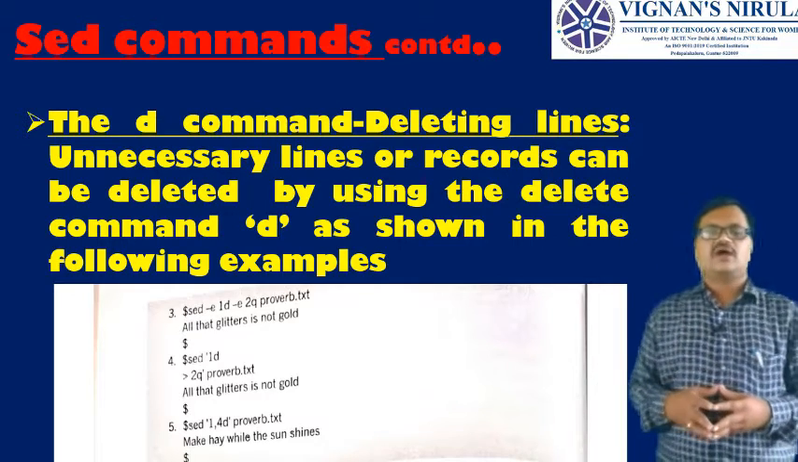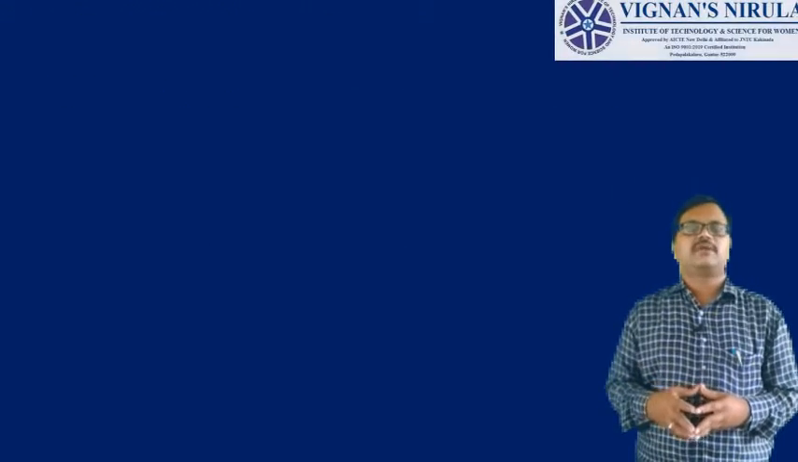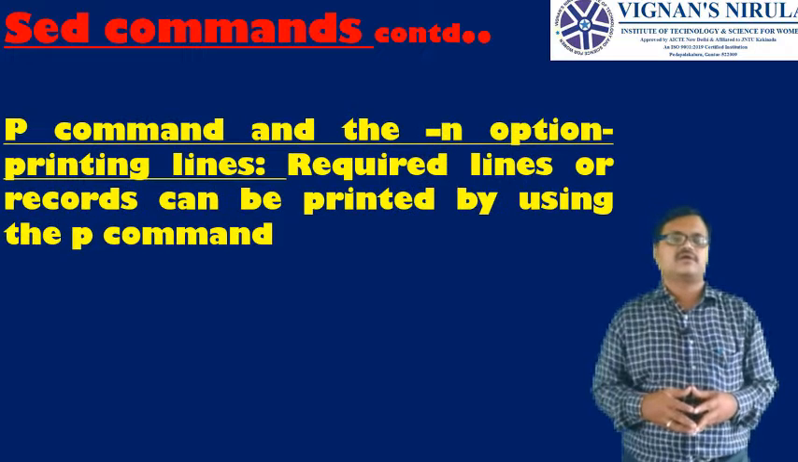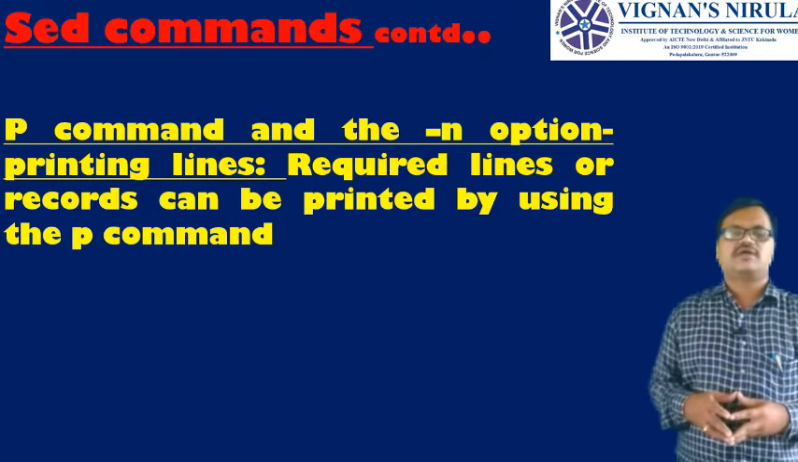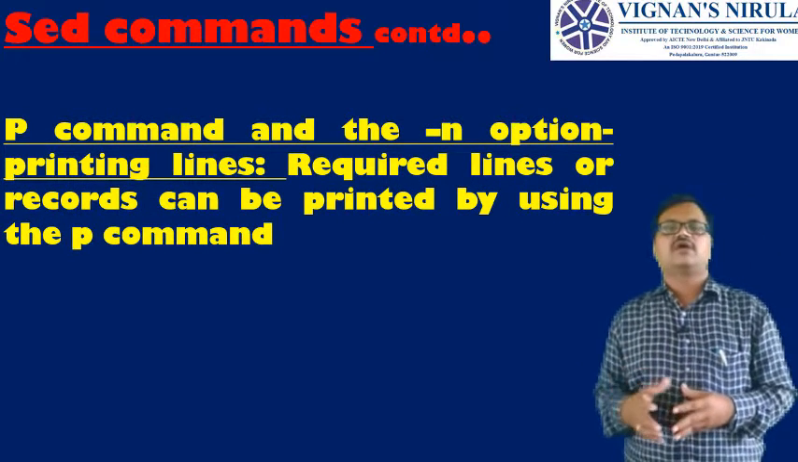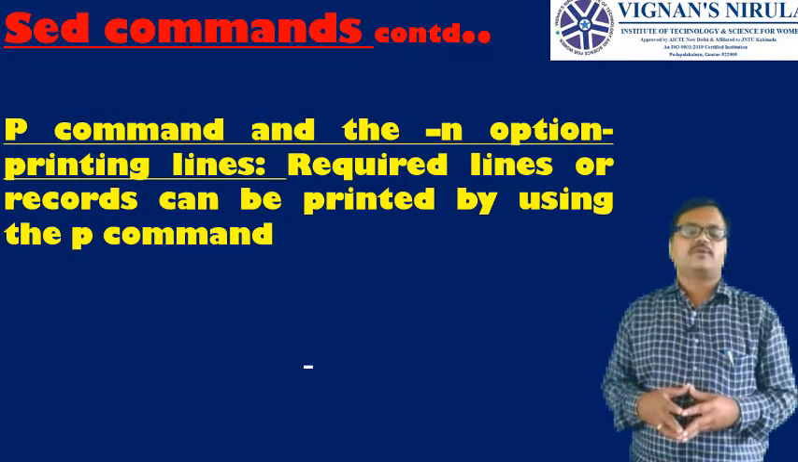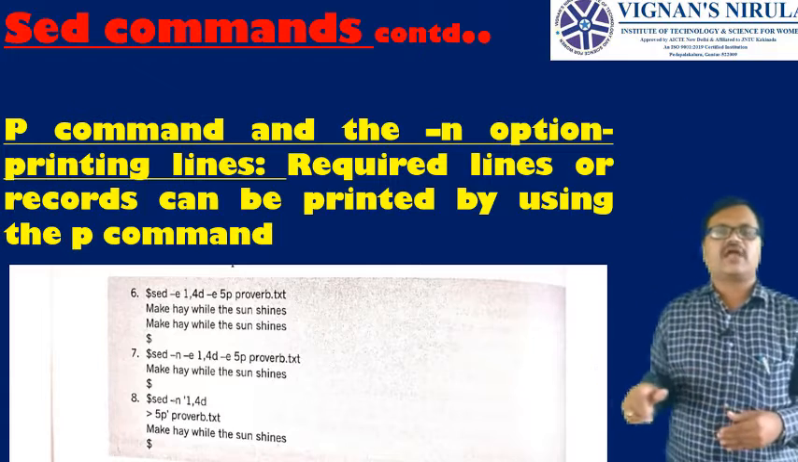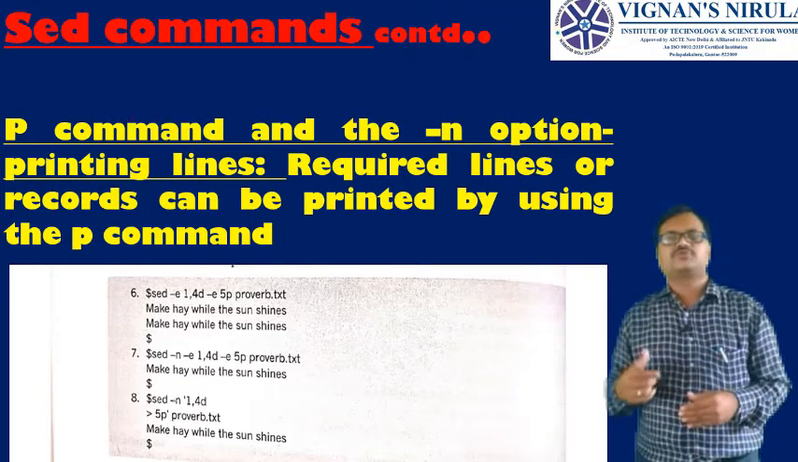Next is the P command. That means printing the line. Suppose you give sed -e '5p' proverb.txt. That means up to 5 lines will be printed, and the 5th line is printed again. So the 5th line appears 2 times.